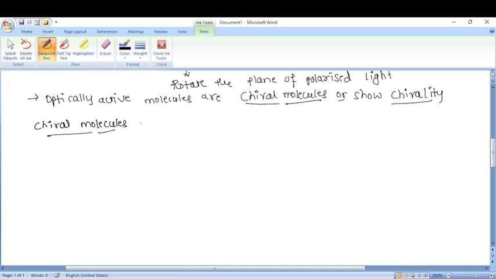Chiral molecules are nothing but those which contain one or more asymmetric carbons. If the compounds have one or more asymmetric carbons, those are called chiral molecules. But what do you mean by this asymmetric carbon?